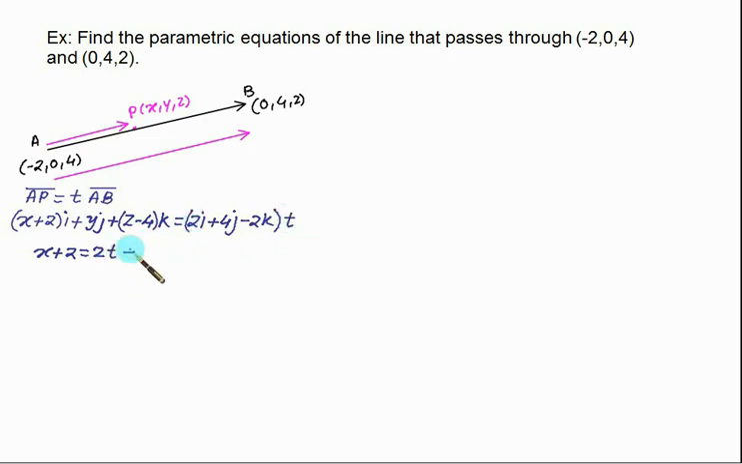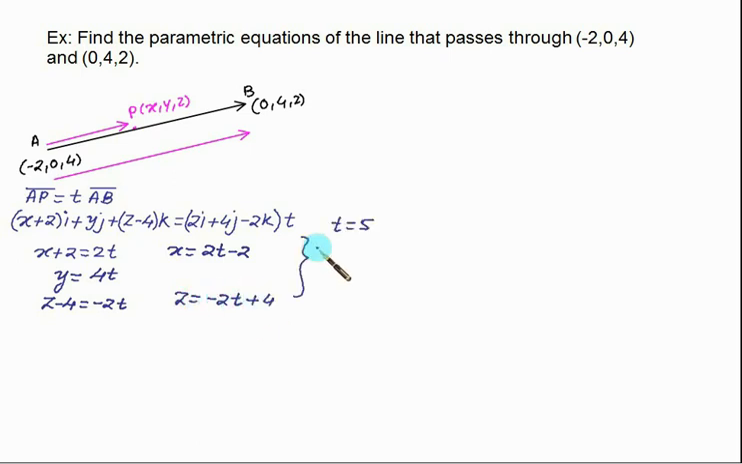So we have x plus 2 equal to 2t. That is, we have compared the coefficient of i. From this we get x equal to 2t minus 2. Now we compare the coefficient of j, which gives y equal to 4t. And lastly we compare the coefficient of k, which gives z minus 4 equal to minus 2t. So we have z equal to minus 2t plus 4. So at any time, say t equal to 5, you can find the coordinates. Just substitute here and we get x equal to 8, y equal to 20 and z equal to minus 6. Put t equal to 5.